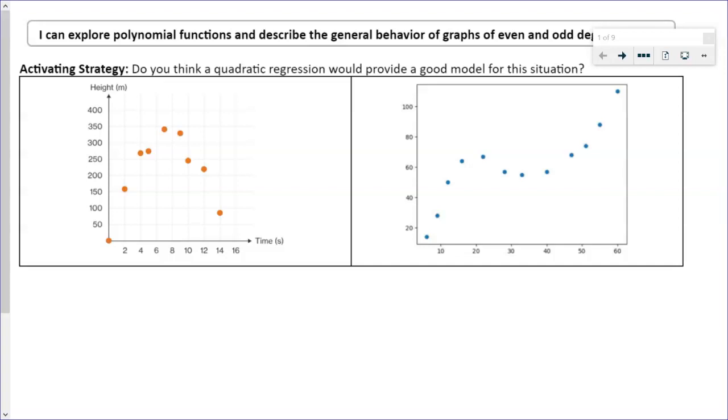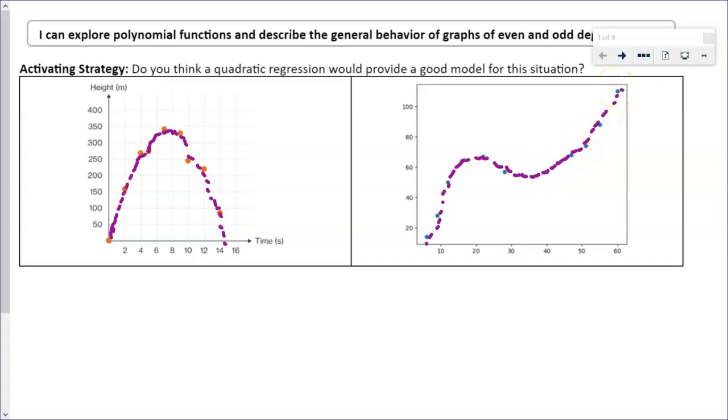This is the activating strategy, asking you, do you think a quadratic regression would provide a good model for this situation? So we have tried a couple times to calculate the quadratic regression in Desmos. And here it's just saying, looking at these two graphs, what kind of shape do they describe? If I try to connect the dots, they're not going to be perfect. This is what the function will look like if I connect the dots going this way. The function is much different.